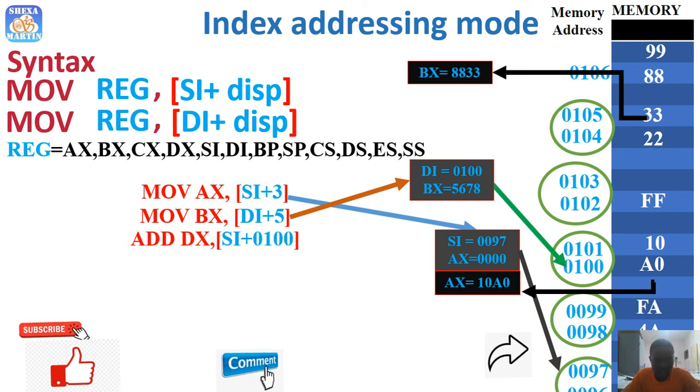So here's another instruction, add. To keep this simple, for DI we have 0100, but I'm adding 5 steps. So you can say 0100 plus 5, you get 0105, which is this address 0105. That's the address where we're getting the value into BX. Same applies on SI: 0097 plus 3 gives us 0100, and then we get the value to AX. So here we are saying now, add the value that is residing at an address which is in SI, and then add or move 100 steps to get the value to be moved into DX.